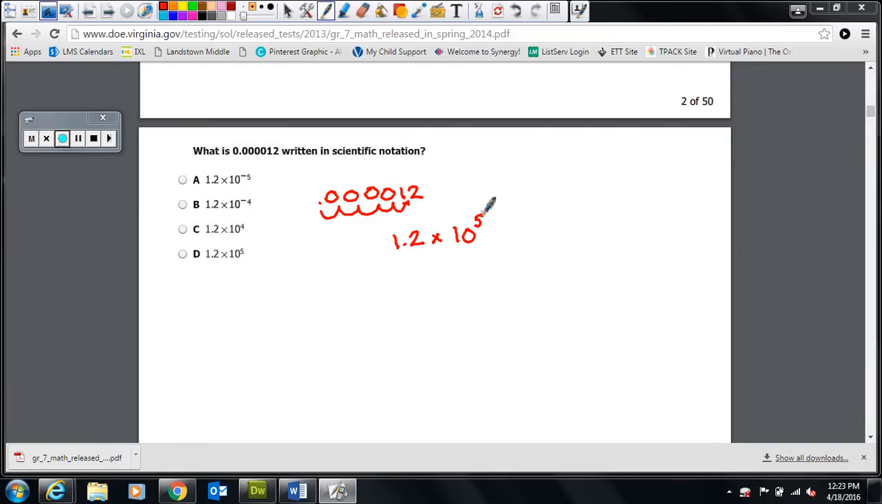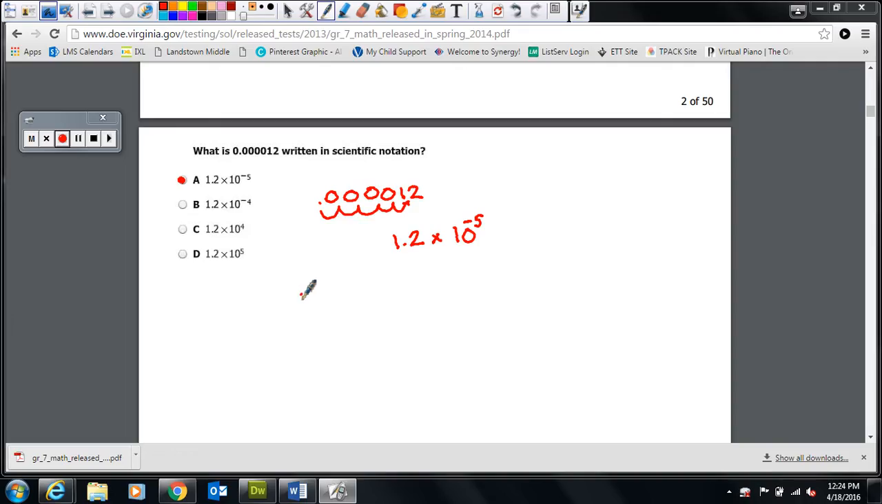Now all we need to do is determine if this is a positive 5 or a negative 5. That is determined by the direction we're jumping. Or, to make it a little easier, you can remember it this way. If the number that you have is an extremely small number like what we have here, then your exponent will be a negative exponent. If this were a very, very large number, then the exponent would be a positive exponent. Regardless, our answer 1.2 times 10 to the negative fifth is equivalent to this decimal, so we would choose this answer.